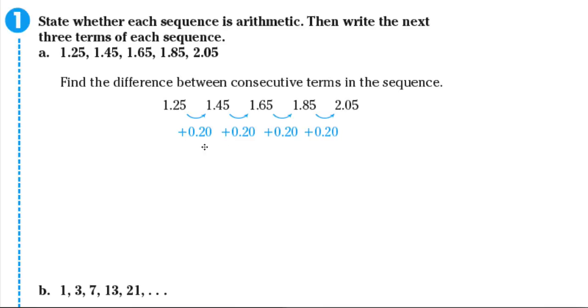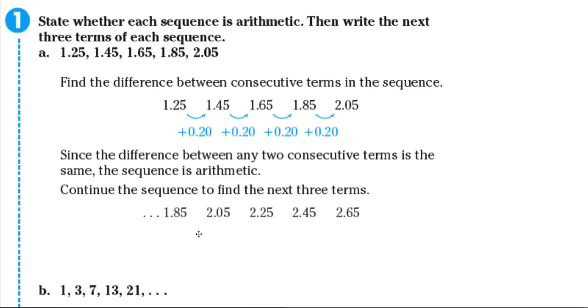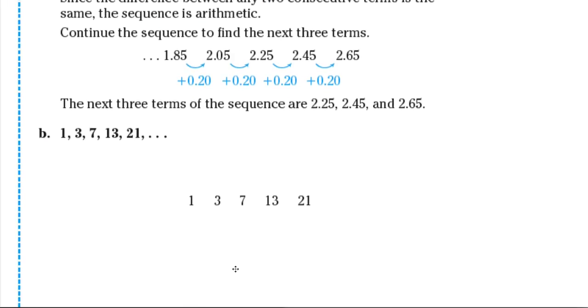So with that said, you have a common difference because the differences between those terms are all the same. Since the difference between any 2 consecutive terms is the same, the sequence is said to be arithmetic. And if we continue our sequence to find the next three terms, after adding 0.2 every single time, we'll end up with 2.25, 2.45, and 2.65. So those are the next three terms.